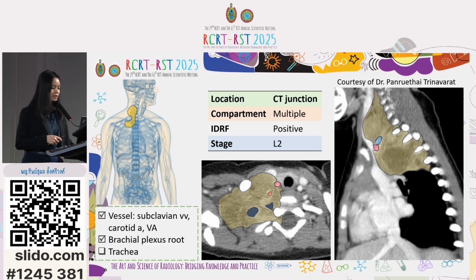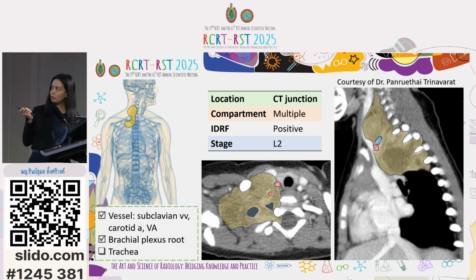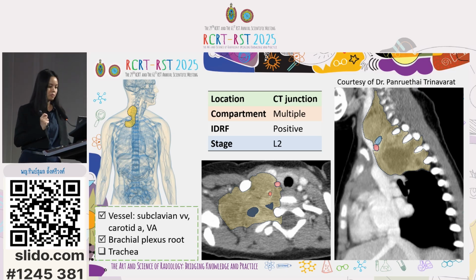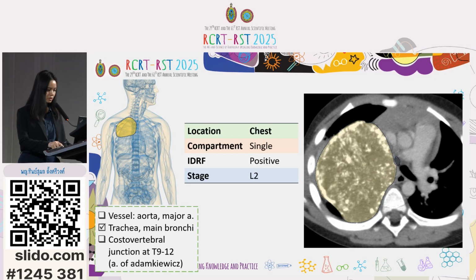Next, let's look at this child with a large ill-defined soft tissue tumor located in the right lower neck and the upper chest. The tumor infiltrates the brachial plexus root and also encases critical vessels like here, the subclavian, carotid, and also vertebral artery. Because of this, the tumor is summarized as multiple body compartments, IDRF positive, and stage L2.